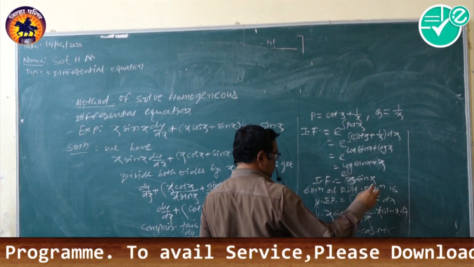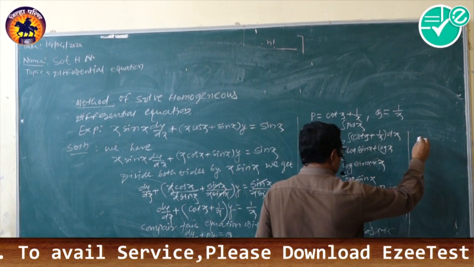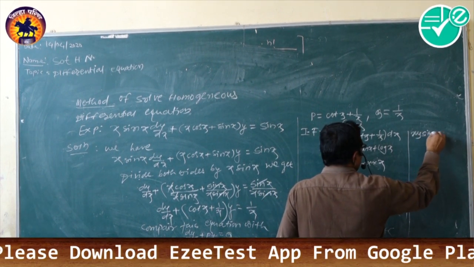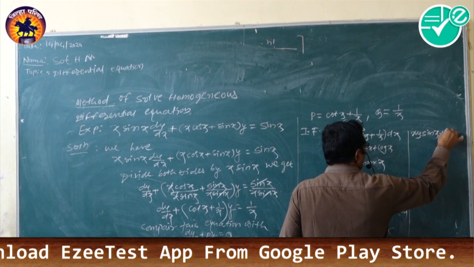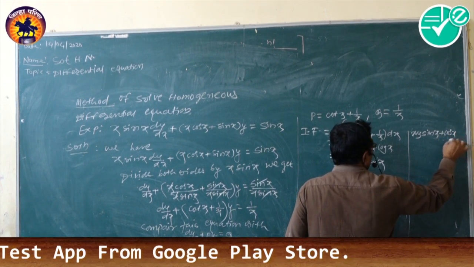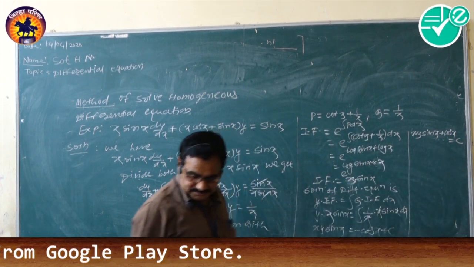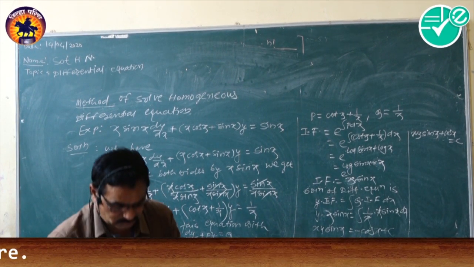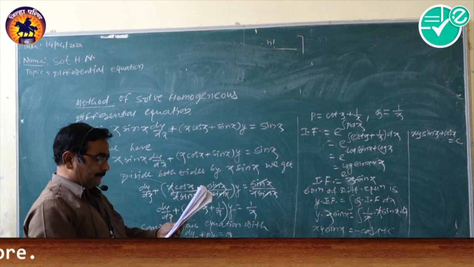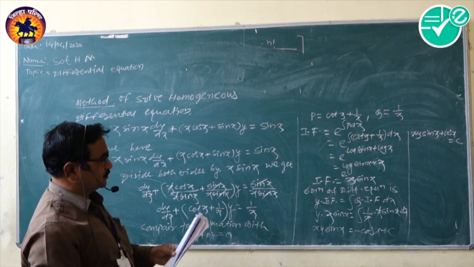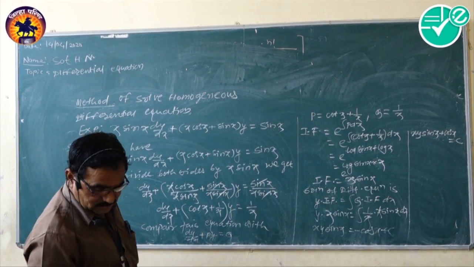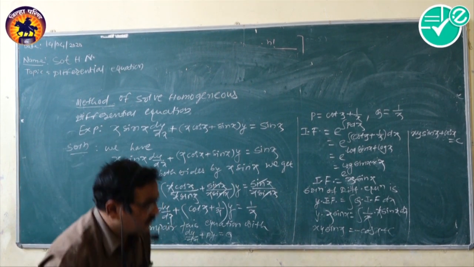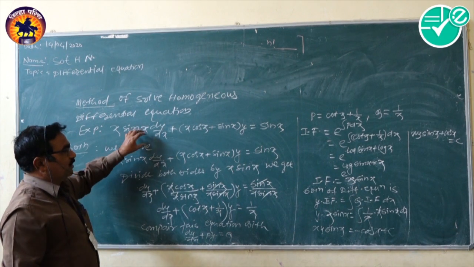The solution of this differential equation is xy into sin x plus cos x equal to c. Xy sin x plus cos x equal to c. This is the solution of differential equation in the linear form.